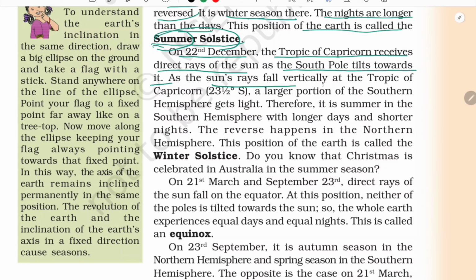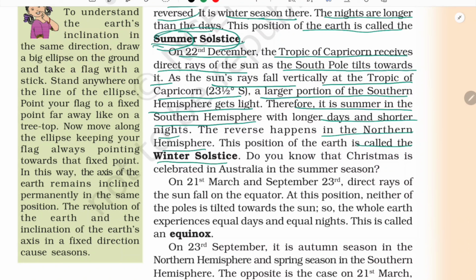As the sun rays fall vertically on the Tropic of Capricorn, 23.5 degrees south, we know where the Tropic of Capricorn is situated, we have already learned this in our previous class. A larger portion of the southern hemisphere gets light. So what happens at this time? Larger portion of the southern hemisphere will be getting light. So therefore it is summer in the southern hemisphere with longer days and shorter nights. The reverse happens in the northern hemisphere. This position of Earth is called the winter solstice.